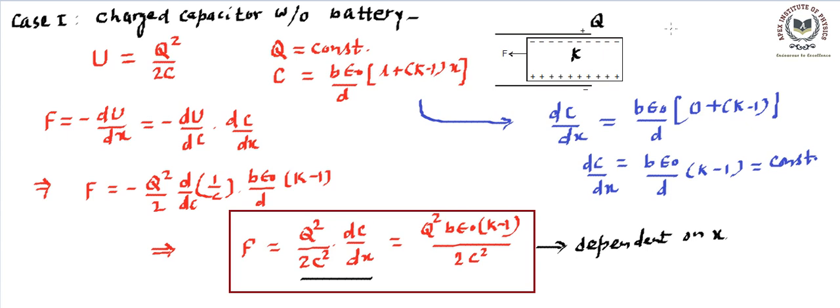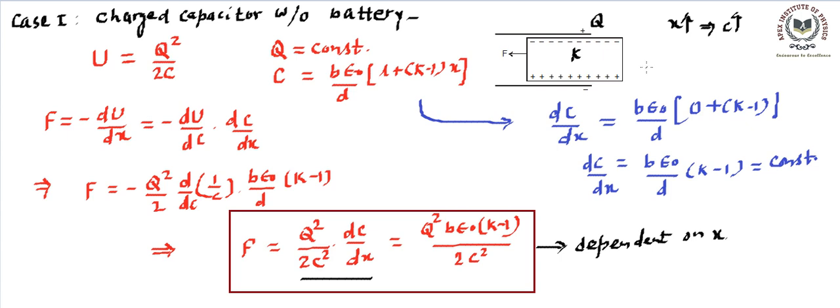So these types of questions we can handle. As x increases, we can comment C increases, and if C increases, then you'll find force decreases. That means as the dielectric goes inside, force decreases when the capacitor is not connected with the battery. However, when the capacitor is connected with the battery, force does not depend on x, force remains constant. So that's an important point.